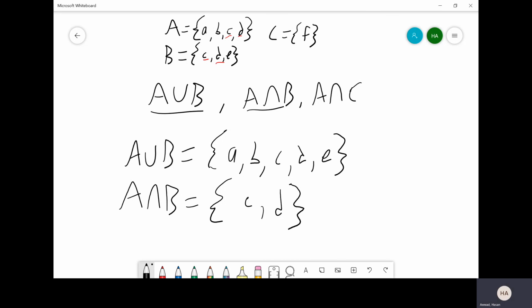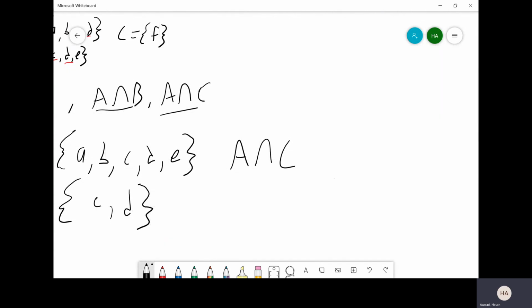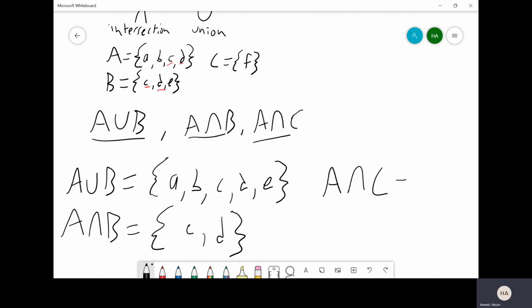Okay? All right. And last but not least, we have A intersection with C. So A intersects C. And what's the idea here? Well, let's go back and look before we actually do anything. With C, there's only one single element, right? F. Is F present in set A? No. Which means that there's no overlapping elements. There's no elements that are found in both sets, so our intersection is empty. There's nothing that we can put in there.